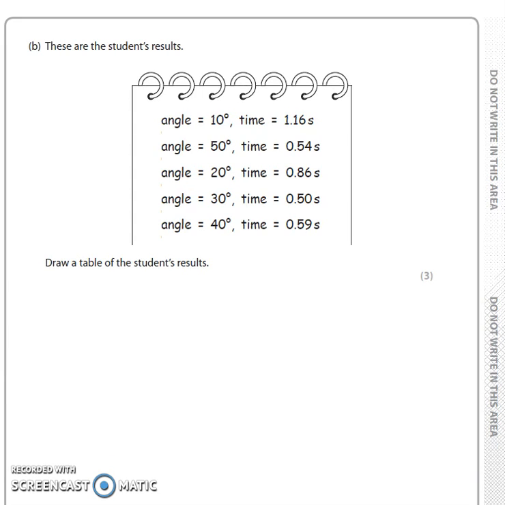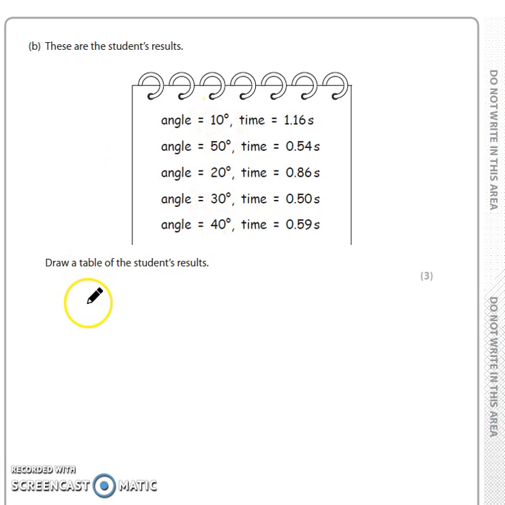The second part of the question shows the student's results. And then it says, draw a table for the student's results. Now then, there's no repeated readings for each angle. Just one reading of time for each angle. They are in a mixed up order, however.